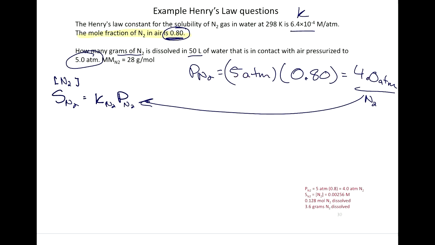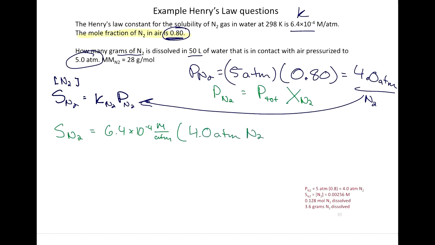So I started the work here. The full equation would be: partial pressure of nitrogen is equal to the total pressure given in the question, times the mole fraction of nitrogen in this sample. So we see that nitrogen is contributing 4 atmospheres of that total pressure. Now at this point, it's plug and chug. The solubility of nitrogen is equal to Henry's law constant, 6.4 times 10 to the negative 4 molarity per atm, multiplied by the 4 atmospheres of nitrogen that we just calculated.